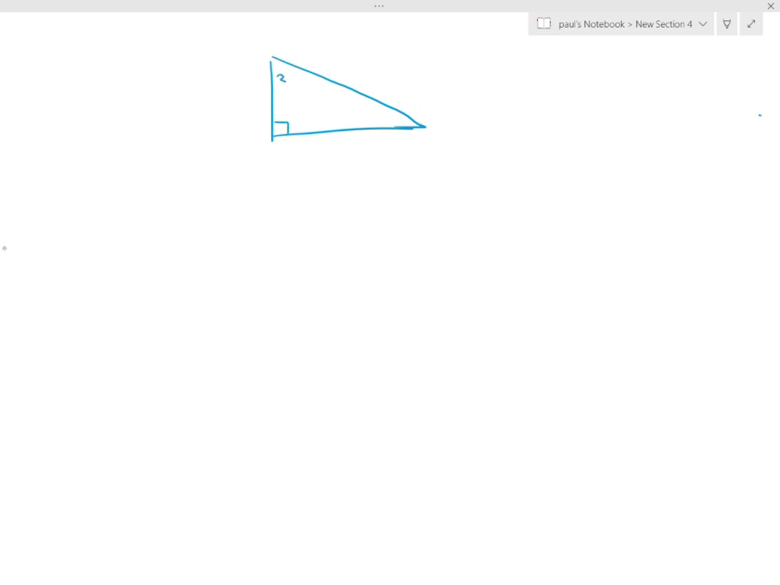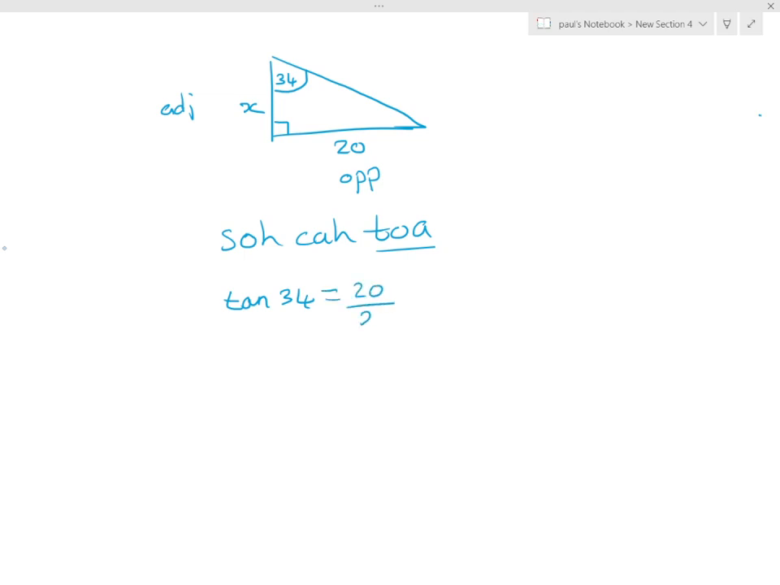This time, let's have the angle at the top. And we'll have x, and we'll have 20. Right, so this is the adjacent, and this is the opposite. So, SOH CAH TOA. We need one with the adjacent and the opposite in, that is that one. And therefore, tan 34 equals opposite divided by the adjacent.